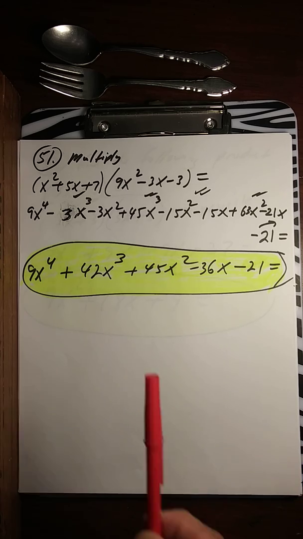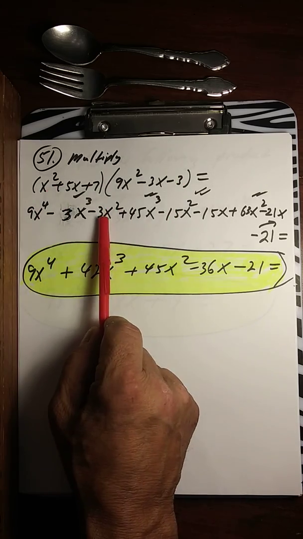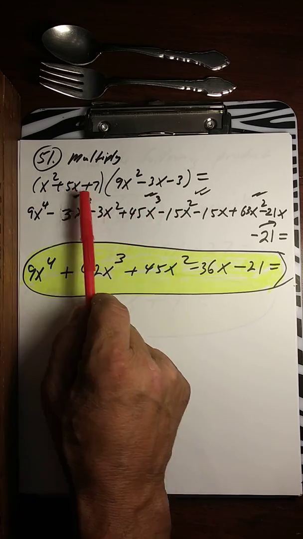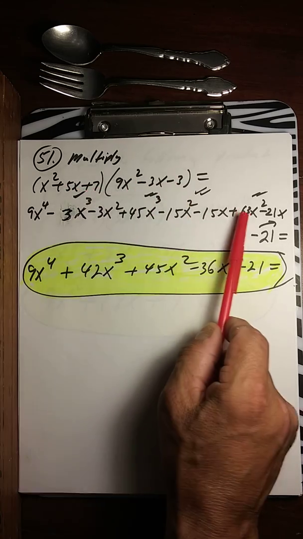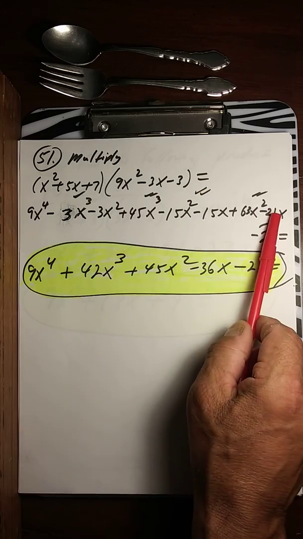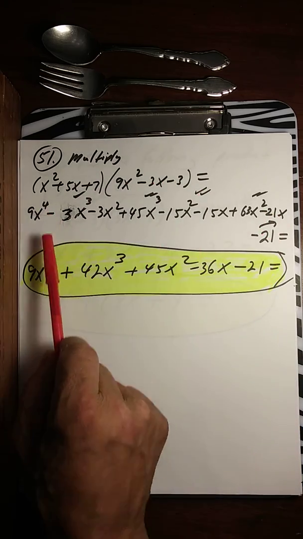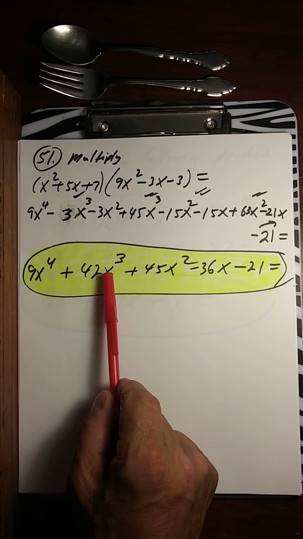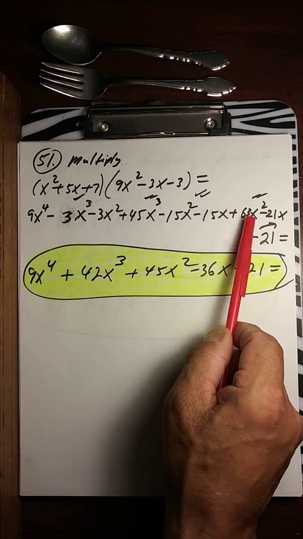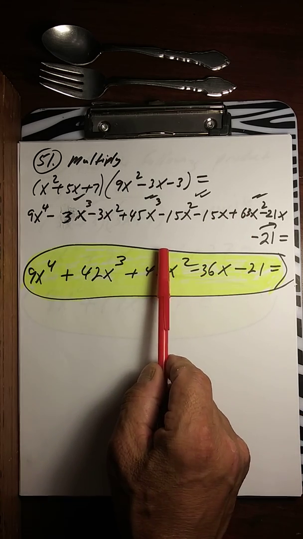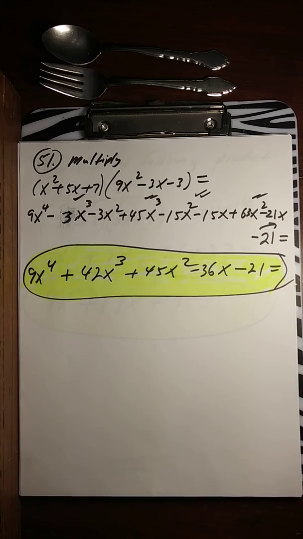Alright, next one. That times that is this one, that times that is that one, that times that one is there. Middle one. This one times this one there, this times this is there, this times that one is there. 7 times that is 63, 7 times that is 21x, and 7 times negative 3, negative 21. It goes right there. Put them together, you have x to the fourth, and you have cubes, and you have squares, and you have x's, x's and x's, and negative 21.